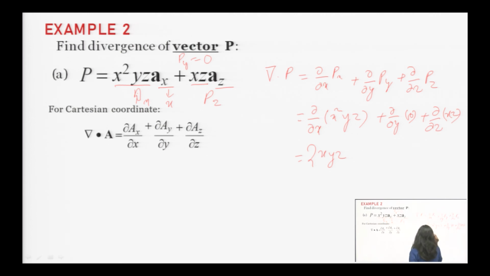However, the differentiation of x squared will be 2x, plus this term is 0, and for this we need to write x as it is, and for z the differentiation with respect to z will be 1. So this is the final answer of this question.